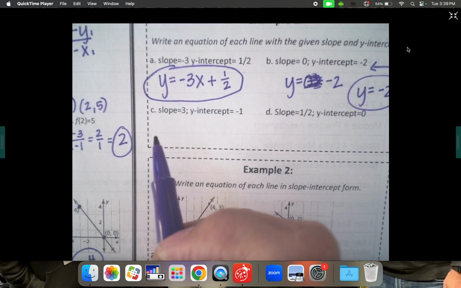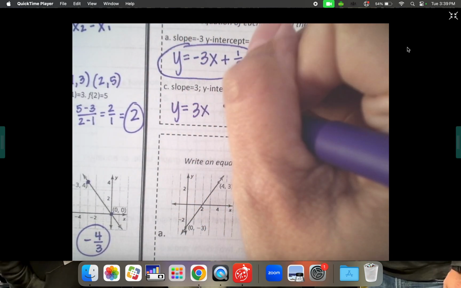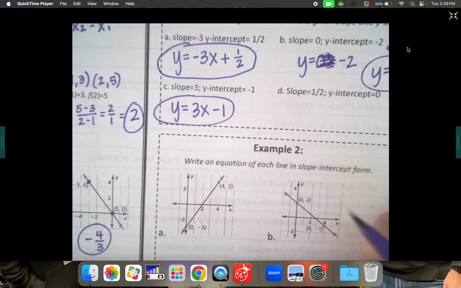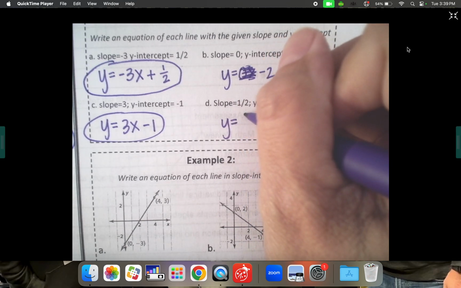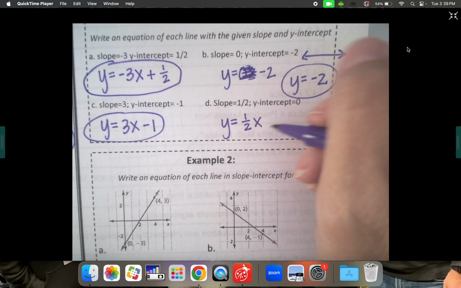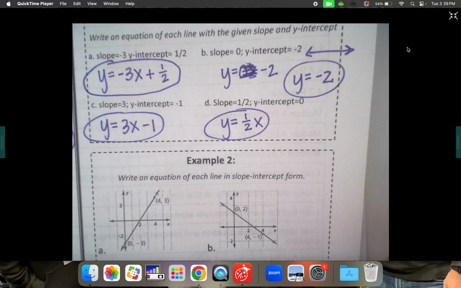Letter C, this would be super quick. Y equals 3x minus 1. Slope is 3. Y-intercept is -1. D, y equals half x plus 0. So since it's plus or minus 0, you're going to start at the origin. You don't even need to put plus 0.